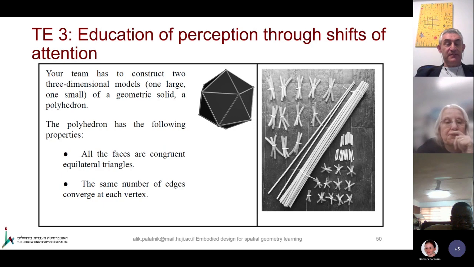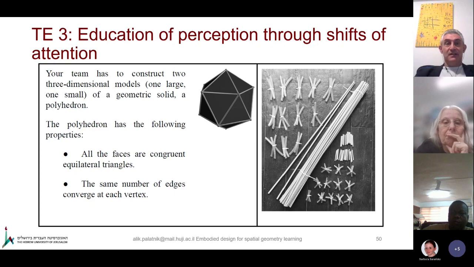So in a different experiment, a group of students were given the following instruction. Your team has to construct two three-dimensional models, one large and one small, of a geometric solid, a polyhedron. The polyhedron has the following properties: all the faces are congruent equilateral triangles, and the same number of edges converge at each vertex. So this is the same, but the diagram is different. Instead of a tetrahedron, they are supposed to construct an icosahedron, 20 faces, yes?